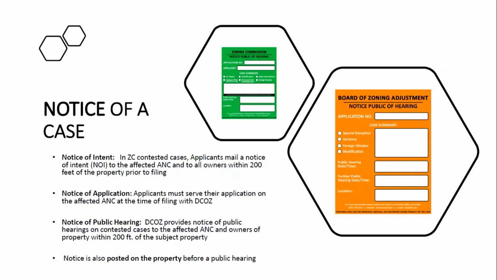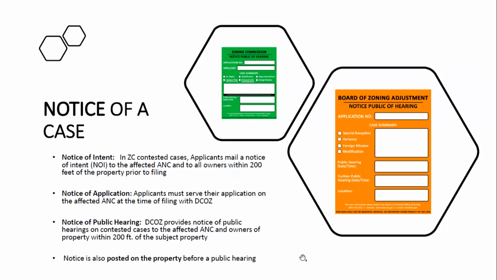These are the different types of notice that you might see as an ANC. So notice of intent, this is specifically with zoning commission cases. Applicants mail a notice of intent to the affected ANC and to all owners within 200 feet of the property, at least 45 days prior to actually filing the application. And applicants are encouraged to make good faith efforts to meet with ANCs during that time period.